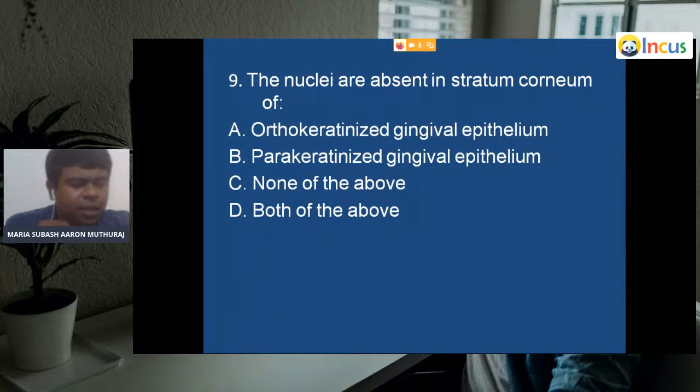Next question: the nuclei are absent in the stratum corneum of which epithelium? Orthokeratinized gingival epithelium, parakeratinized gingival epithelium, none of the above, or both of the above. The nuclei are absent in orthokeratinized gingival epithelium, whereas pyknotic nuclei will be present in the parakeratinized gingival epithelium. Therefore, the answer should be A.